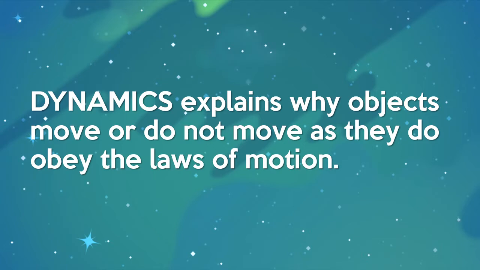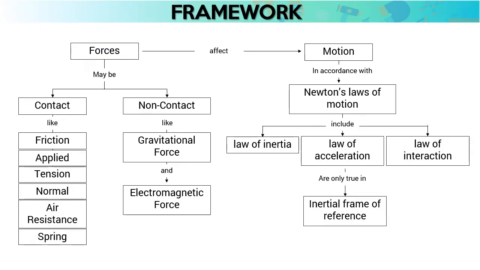In our previous topic, in kinematics, motion can be described using words, graphs, diagrams, numbers, etc., without identifying what causes those descriptions. Meanwhile, Isaac Newton explained why objects move or do not move as they do using his laws of motion, in the branch of mechanics which is called dynamics. So dynamics explains why objects move or do not move as they obey the laws of motion. These laws have become known as Newton's laws of motion, included in his book Principia.